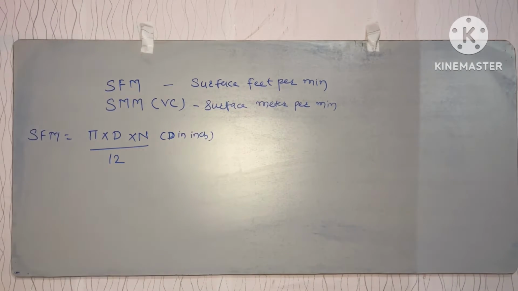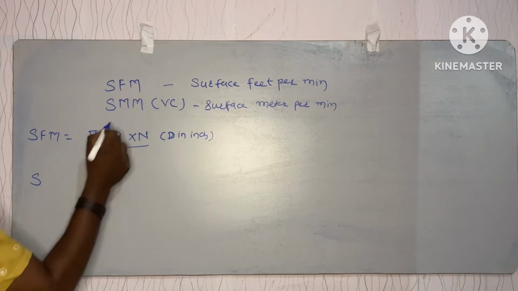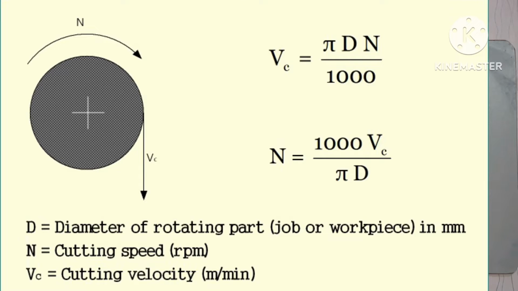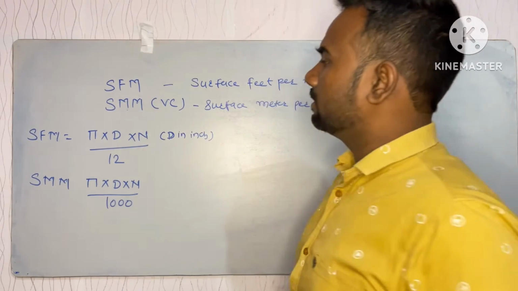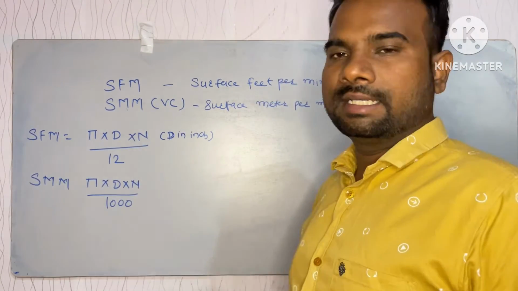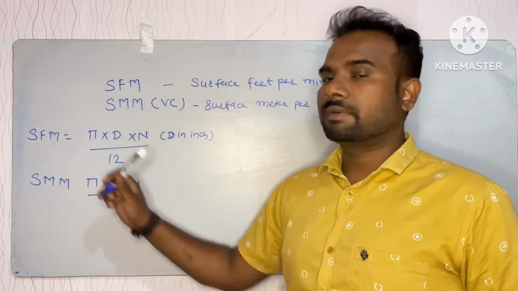And what is the formula for VC? The formula for VC or SMM, surface meter per minute, is SMM equal to pi into D into N by 1000. This we studied in our first video. So this is the difference between the formula of SFM and SMM.